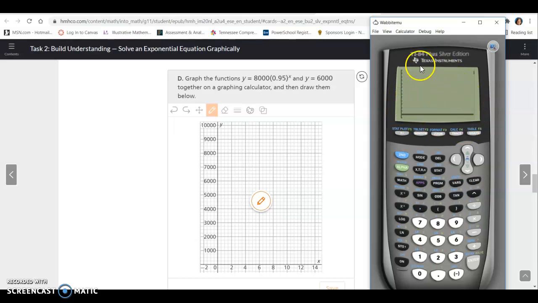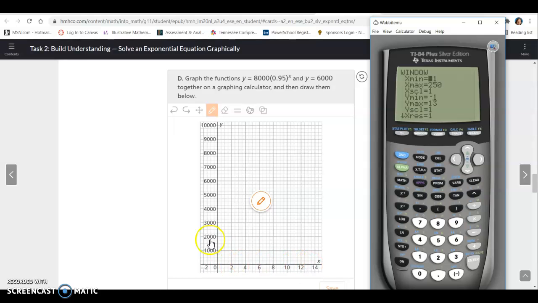This is from the previous graph, my scale, so I don't know what this scale is, so I probably need to change my scale again. You can see here this goes up to 10,000 because this is 8,000 and that's your y-intercept, so we're going to go up above that, and this goes over to 14.